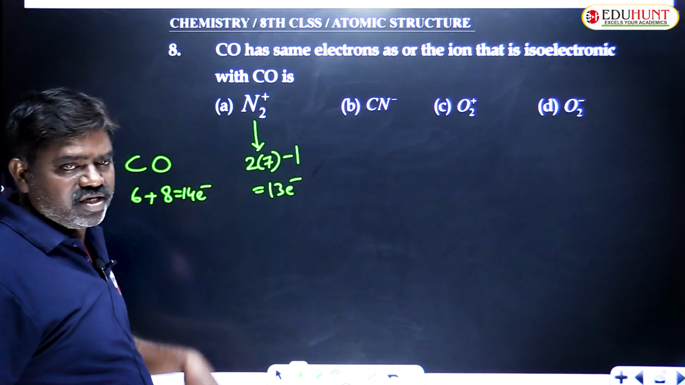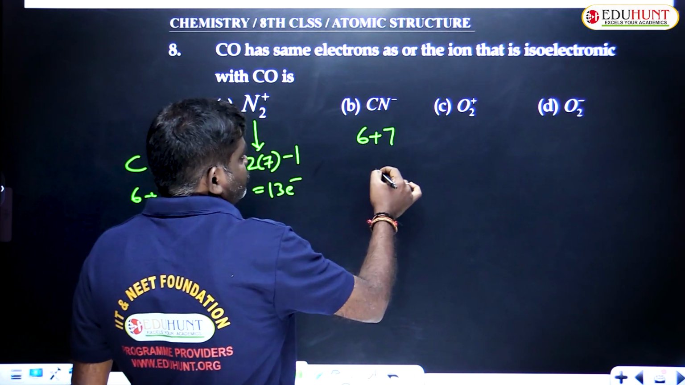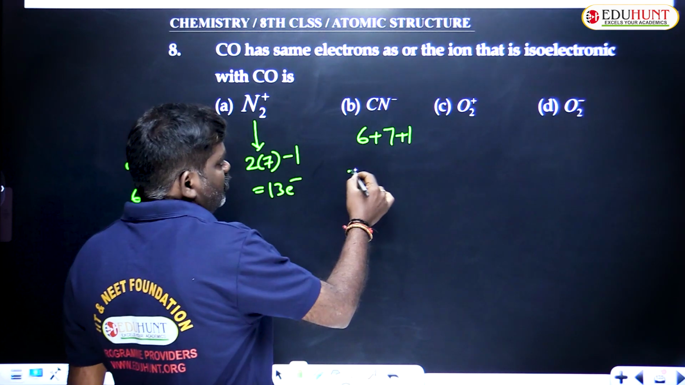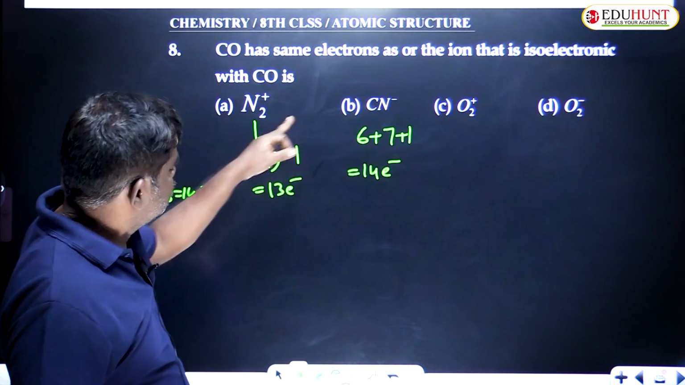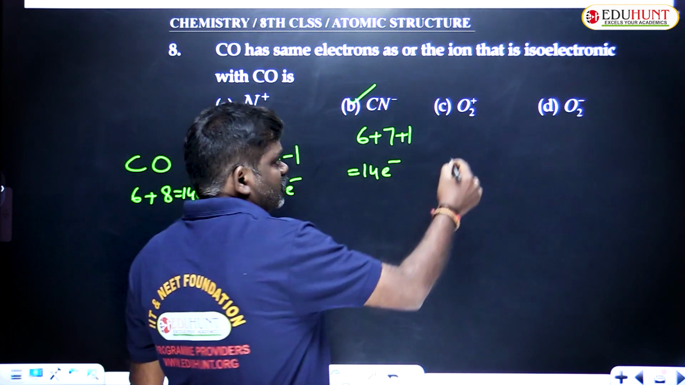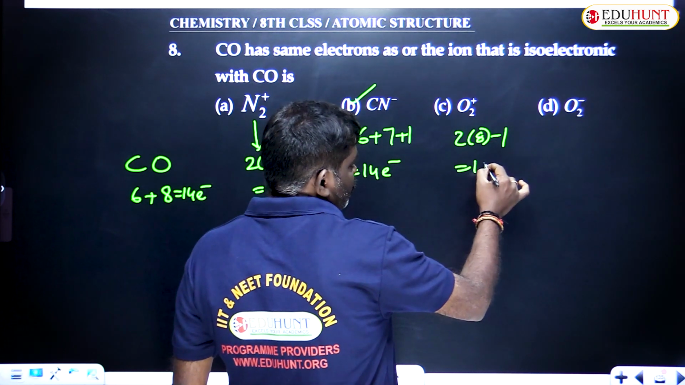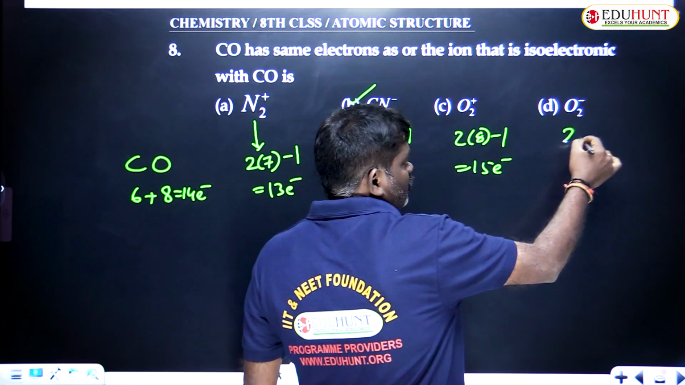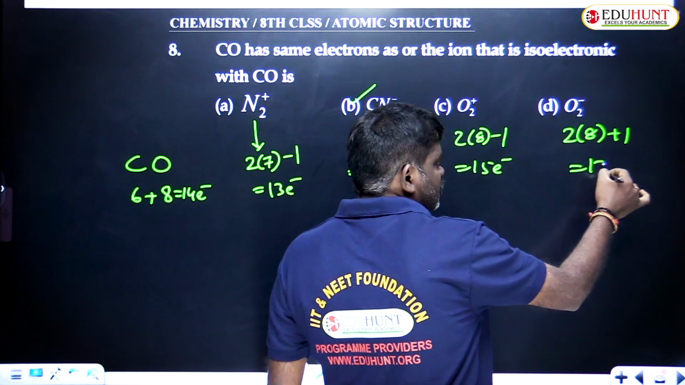So it is not equal. Carbon atomic number 6 and nitrogen 7, then minus means add 1 electron, so 14 electrons are present. So 14 is equal to 14. This is the answer. Now check oxygen: 2 into oxygen atomic number 8, and minus 1 gives 15 electrons. And check O2 with atomic number 8: 2 into 8, add 1 because minus is there, so 17 electrons.